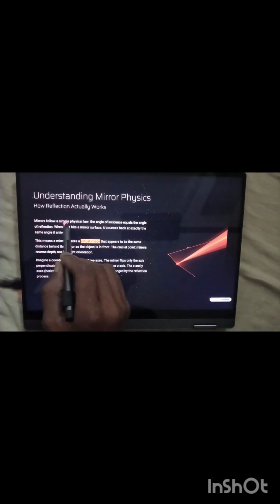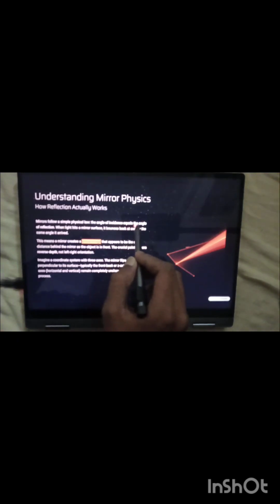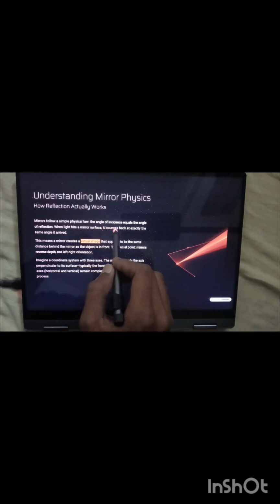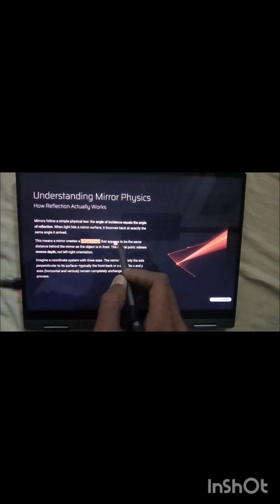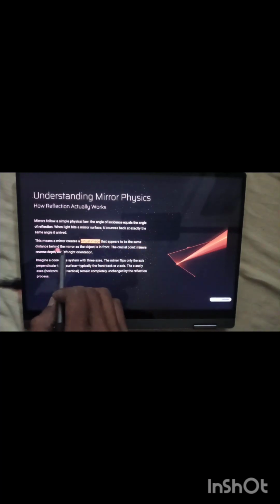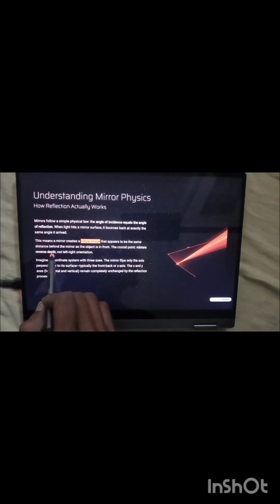Now, understanding mirror physics, how reflection actually works. Mirrors follow a simple physical law, which is that the angle of incidence is equal to the angle of reflection. When light hits a mirror surface, it bounces back at exactly the same angle it arrived. This means a mirror creates a virtual image that appears to be the same distance behind the mirror as the object is in front. The crucial point: mirrors reverse depth, not left-right orientation.